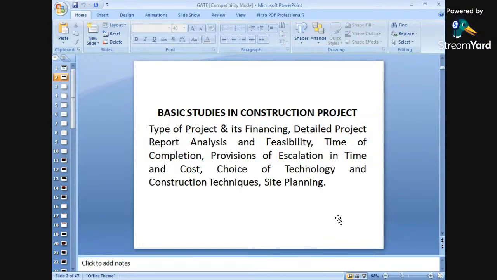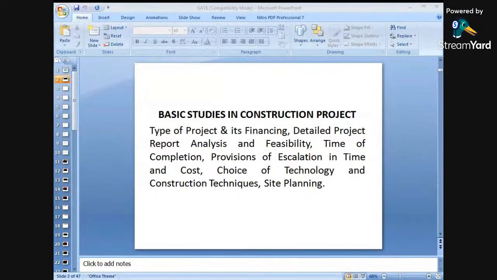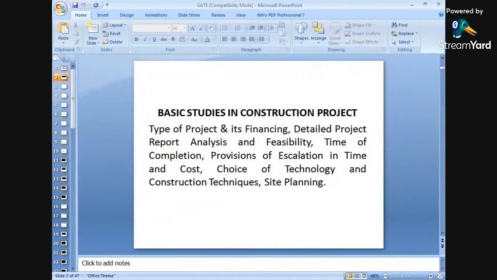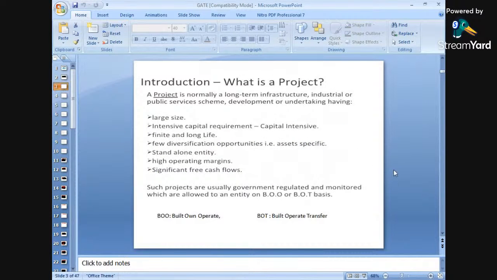The financing part is also very important. Detailed project report analysis, that is DPR. Feasibility is also important. Time of completion, provisions of escalations in time and cost, and choice of technologies. What are the different technologies nowadays used in order to minimize the duration and also to minimize the cost? Next is, what is a project?